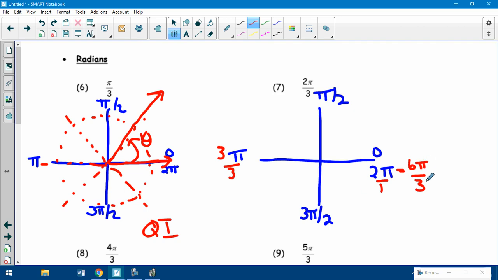So 6 pi over 3 is equal to 2 pi. I want 2 pi over 3. So it's between 0 and 3 pi over 3, because 2 is between 0 and 3. Is 2 pi over 3 closer to 3 or closer to 0? It's obviously closer to 3. So you're in quadrant 2. And that's your answer. So I always rewrite pi and 2 pi in terms of whatever angle I'm over, or whatever number I'm over, and then decide which one I'm closer to.